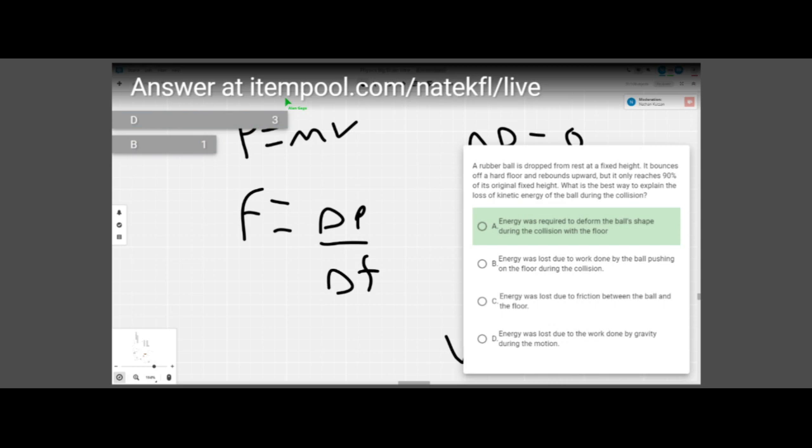B says energy was lost due to the work done by the ball pushing on the floor during the collision. Can anyone remind me what the equation for work is in relation to force?